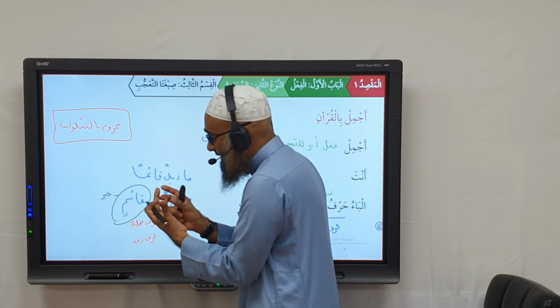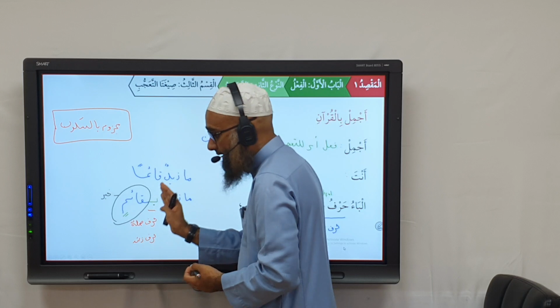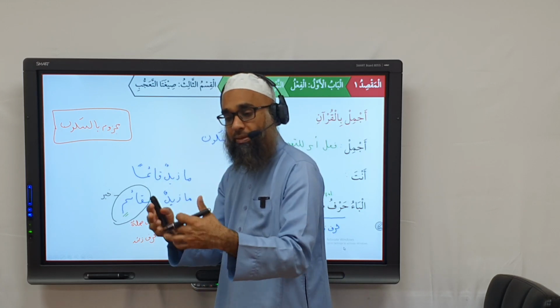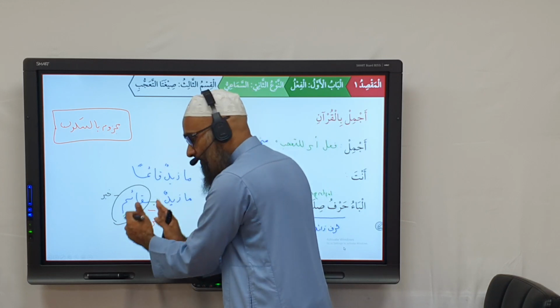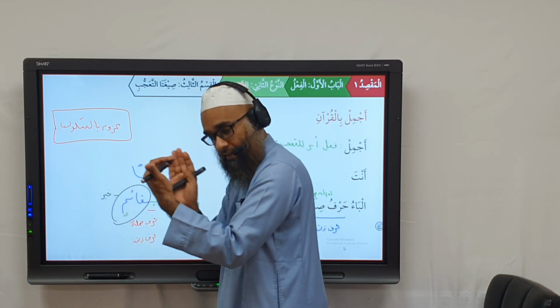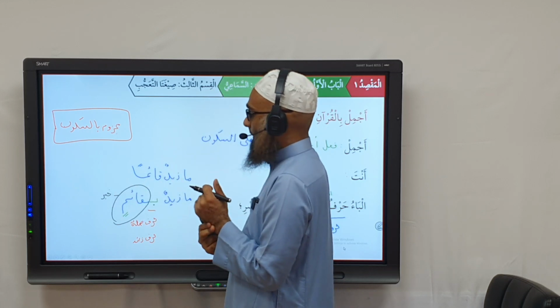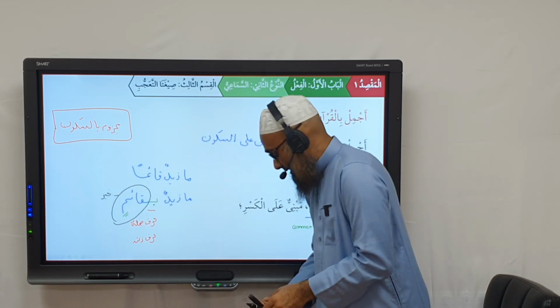But the function is still khabar. This ba is a specific harfun jar, it doesn't make it like shibhul jumla becomes a maf'ul bihi. This ba is there for emphasis, and the qa'iman will become majroor because of the ba, but it will still remain the khabar. It will not have a new function. Are you following me?